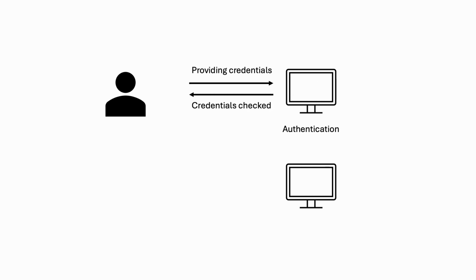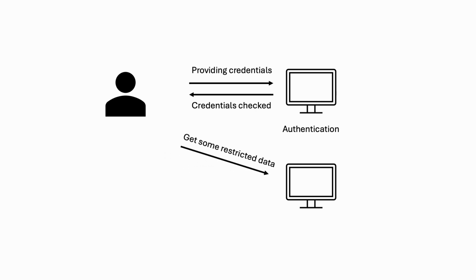Two main concepts to understand are authentication and authorization. Authentication is the process of verifying the identity of a person. It ensures that users are who they claim to be. When you provide your username and password, the authentication process compares them with what the server has in its database. If the credentials match, you pass the check.